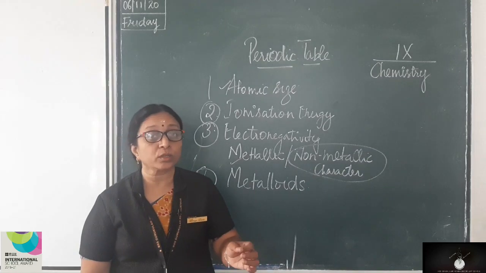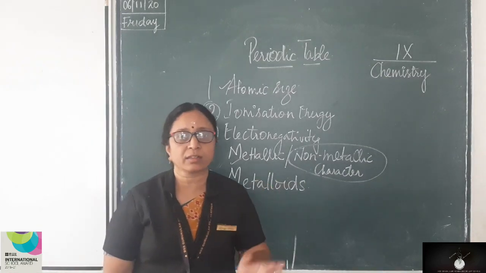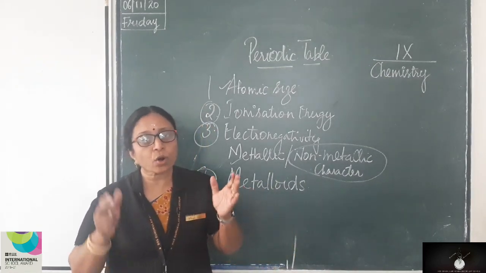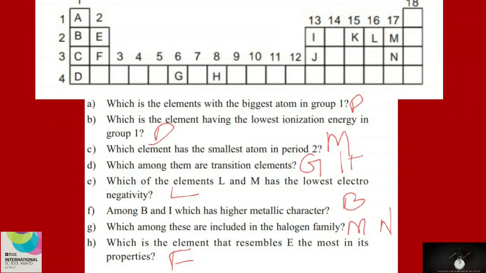It is a very important question. Usually it comes for exam. Okay. So it is a short form of periodic table. Incomplete form of periodic table is given here. You can see that. And fake symbols are also given. Okay. Now we are going to answer the question. Which is the element with biggest atom in group 1? Look at group 1. What are the elements in group 1? A, B, C and D. Right. So these are all elements which belong to group 1.